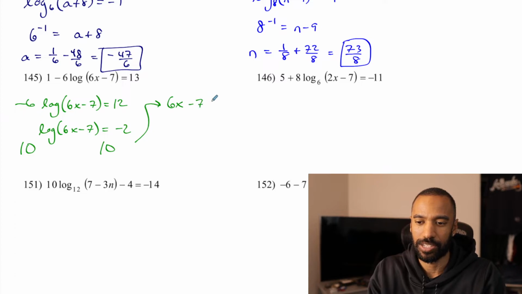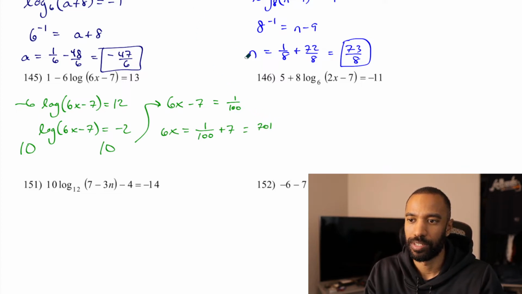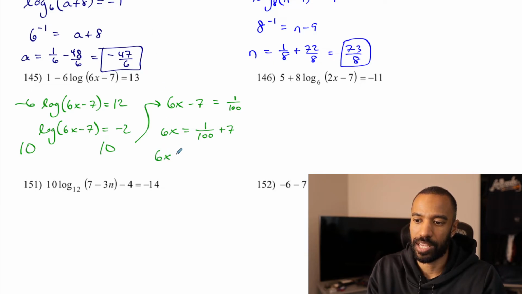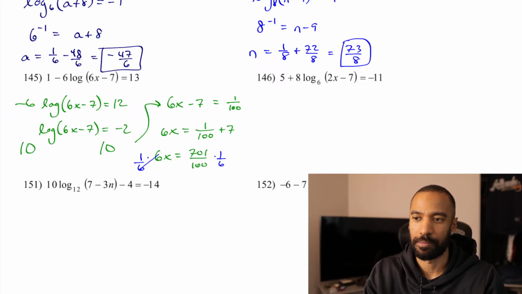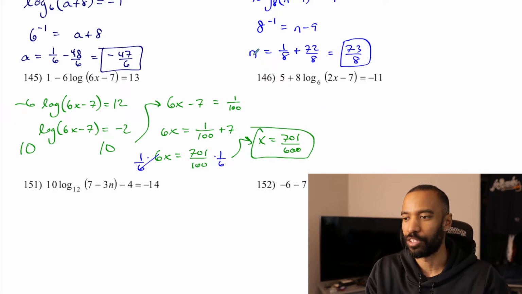So 6x minus 7 equals 10 to the negative second power. That's 1 over 100. So 6x minus 7, got to add 7 to both sides. So 6x equals 1 over 100 plus 7, which is 701 over 100. Now, if you divide both sides by 6, that's the same as multiplying by 1/6. I put that because it's easier to do 100 times 6. So we're going to get x equals 701 over 600. There's an exact value for you right there.